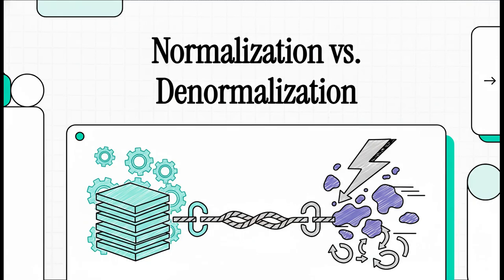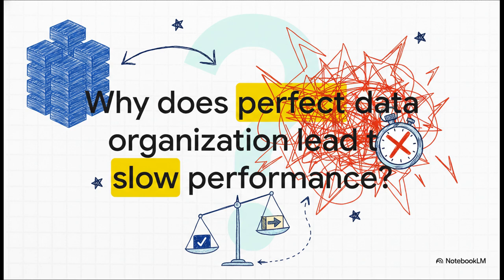All right. So in the world of databases, there's this constant tug of war happening. On one side, you've got this drive for perfect, spotless data organization. I mean, everything in its right place. But on the other side, you have the never-ending need for speed. And what we're going to dig into is how these two things, organization and speed, are often in a head-to-head battle. And that leads us right to the big question for today.